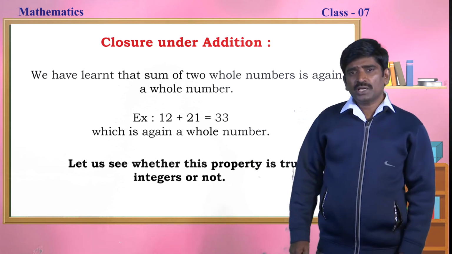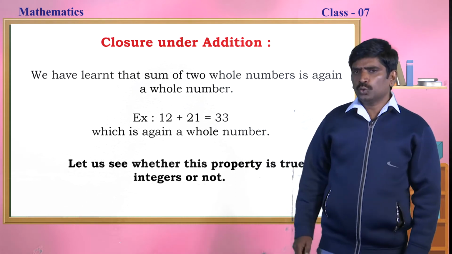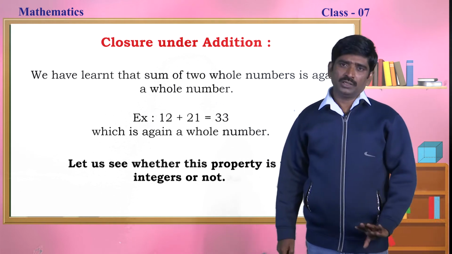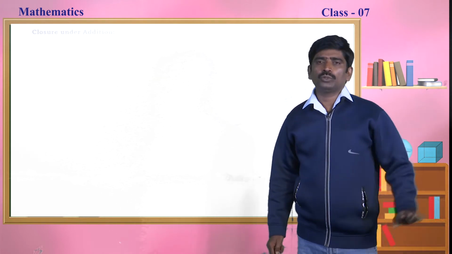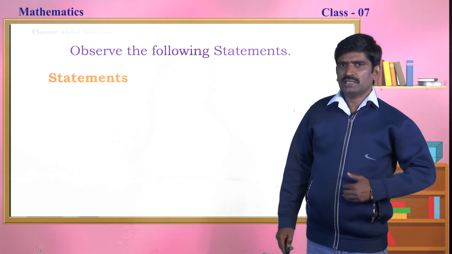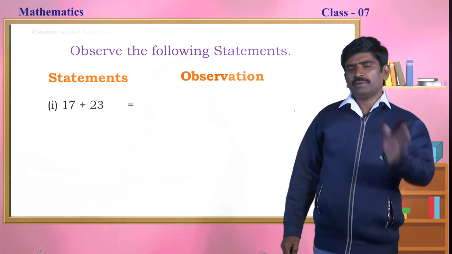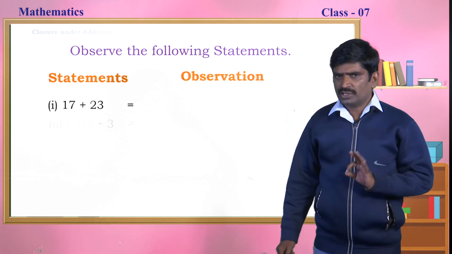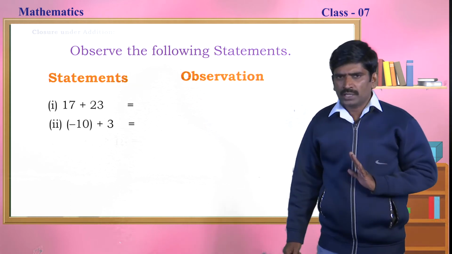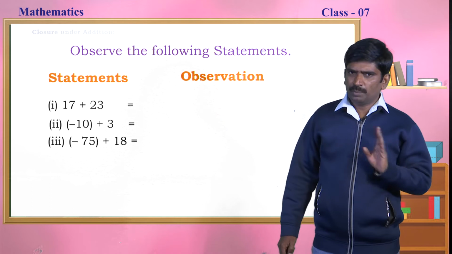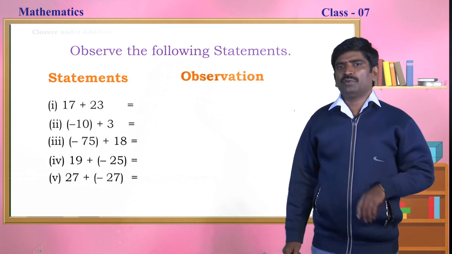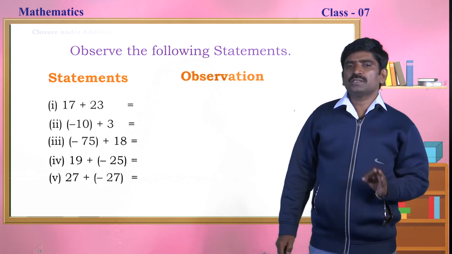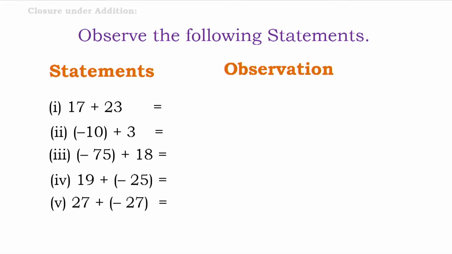Let us see whether this property is true for integers or not. Can we verify it? Okay, go through. First observe the following statements, then we discuss. Statement 1: 17 plus 23, -10 plus 3, -75 plus 18, 19 plus -25, 27 plus -27. First one, what is the answer? That is 40. Is 40 an integer? Yes, 40 is an integer.